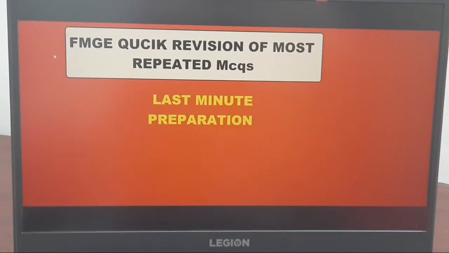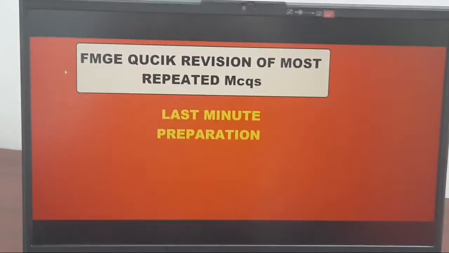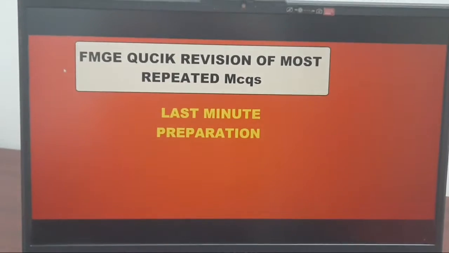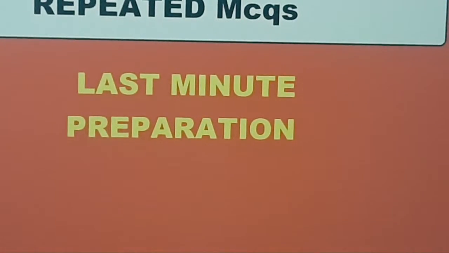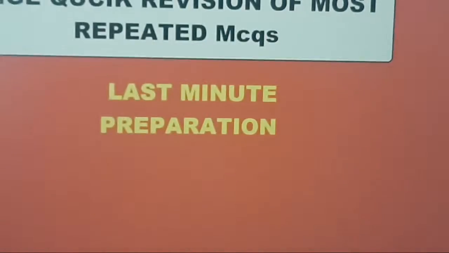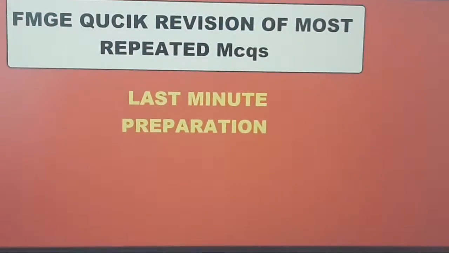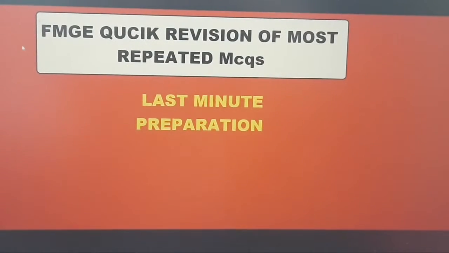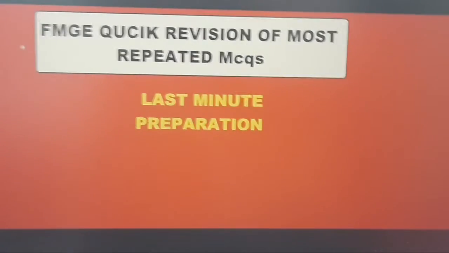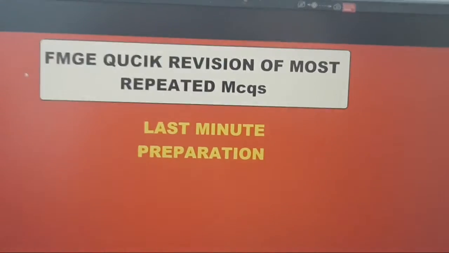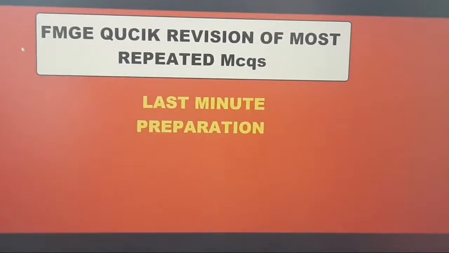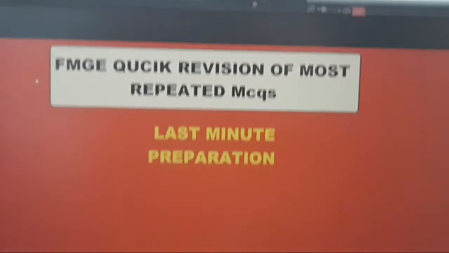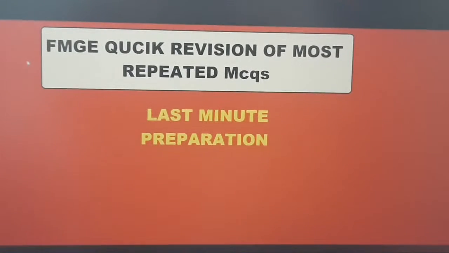Frequency distribution is histogram. Sensitivity formula is true positive by true positive plus false positive into 100. Sensitivity formula is true positive divided by true positive plus false negative multiplied by 100.